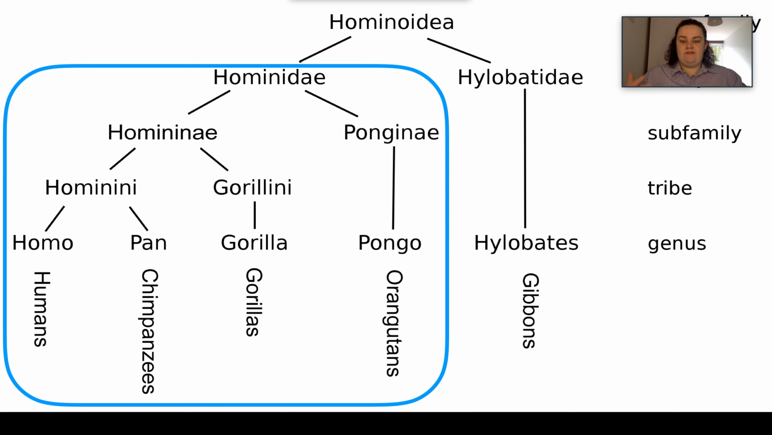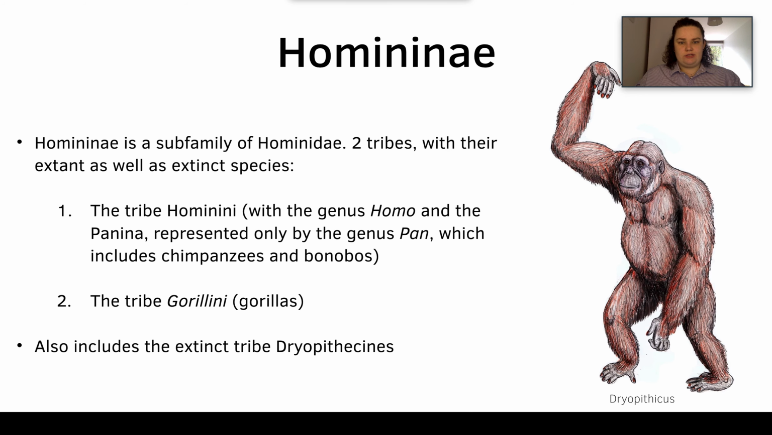So we have the Hominidae, which include orangutans, gorillas, chimpanzees and humans. And then we move on to the Homininae, which is the subfamily of Hominidae, and there are two tribes with all of their extant and extinct species. So you have the Hominini, oh my goodness, that's a lot of N's, which include Homo, which is all of us, as well as the genus Pan, which include chimpanzees and bonobos. The second tribe is the gorillas. The group also includes the extinct tribe of the Dryopithecines, which includes this species of Dryopithecus on the right.